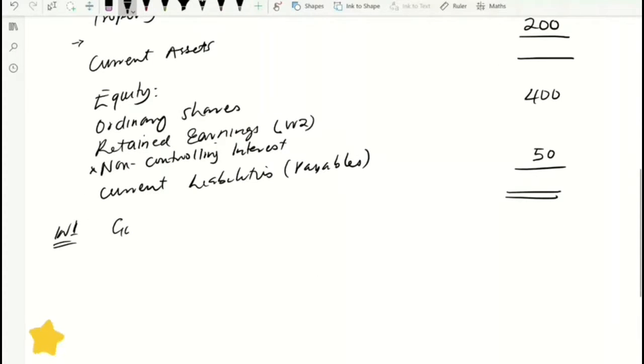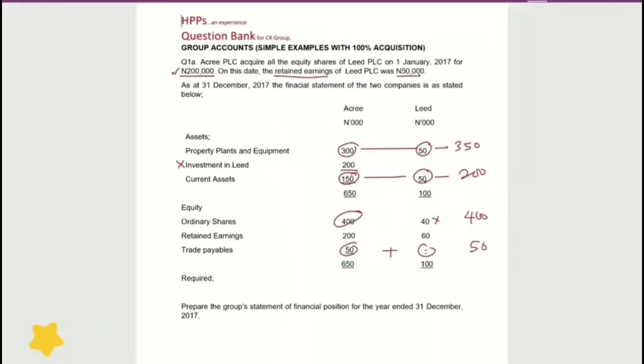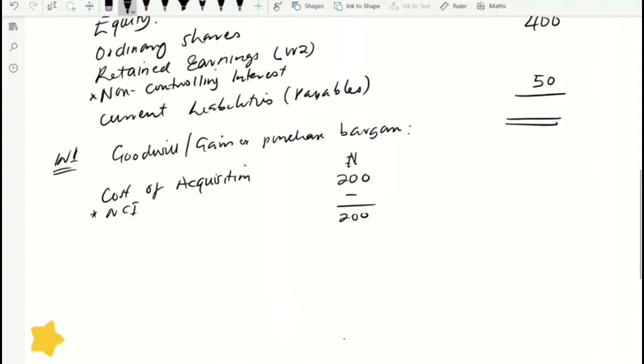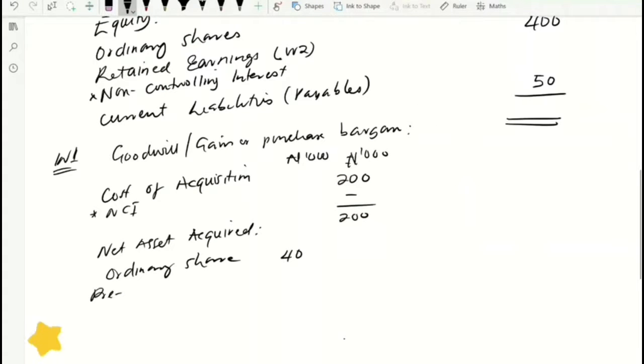So halfway you are done with your consolidated financial statement, and you start preparing your goodwill, working 1. Your goodwill will start with your cost of acquisition. From the question, our cost of acquisition is 200,000. Then you bring in your NCI; there is no NCI in this case. And then you bring in your net assets acquired, which will be the ordinary shares of the subsidiary, in this case just 40,000.